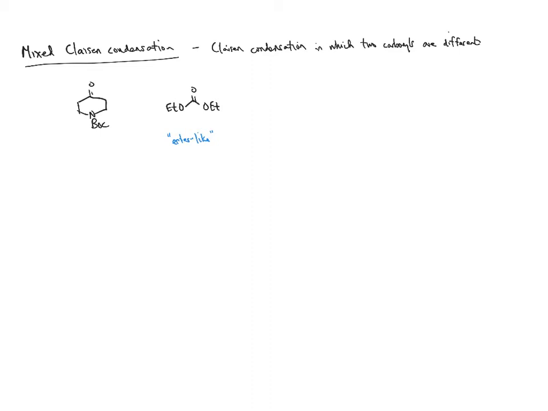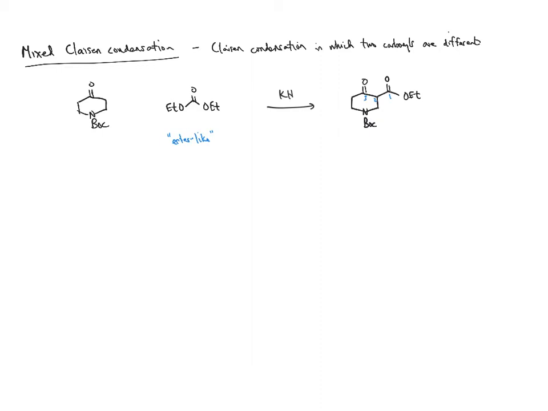Okay, so we have two carbonyls that aren't the same, and we, let's say, treat this with potassium hydride. Potassium hydride is a base. And over the course of this reaction, we're going to get a mixed Claisen condensate in which we're going to place a new functional group, a 1,3-dicarbonyl, in the alpha position of where the ketone is.